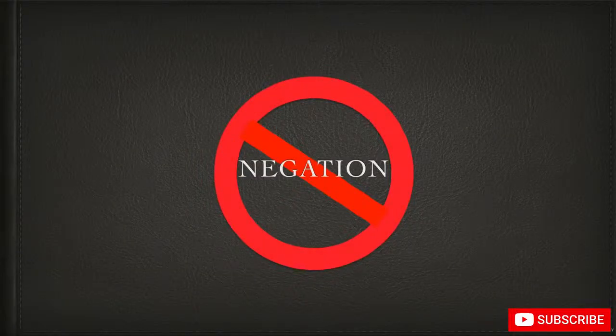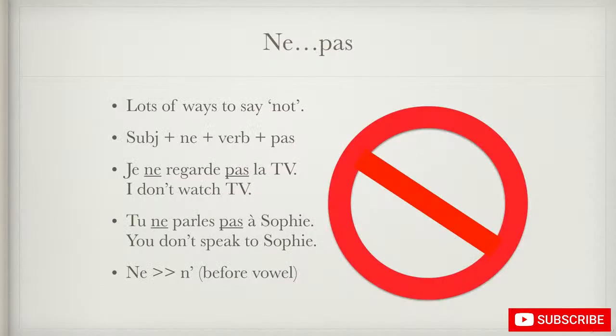Today we're going to be talking about negation. What negation is, instead of saying I am eating a sandwich, you would say I am not eating a sandwich. So it's that magical not word. In French there's a pretty easy way to say not. We use the expression ne pas.